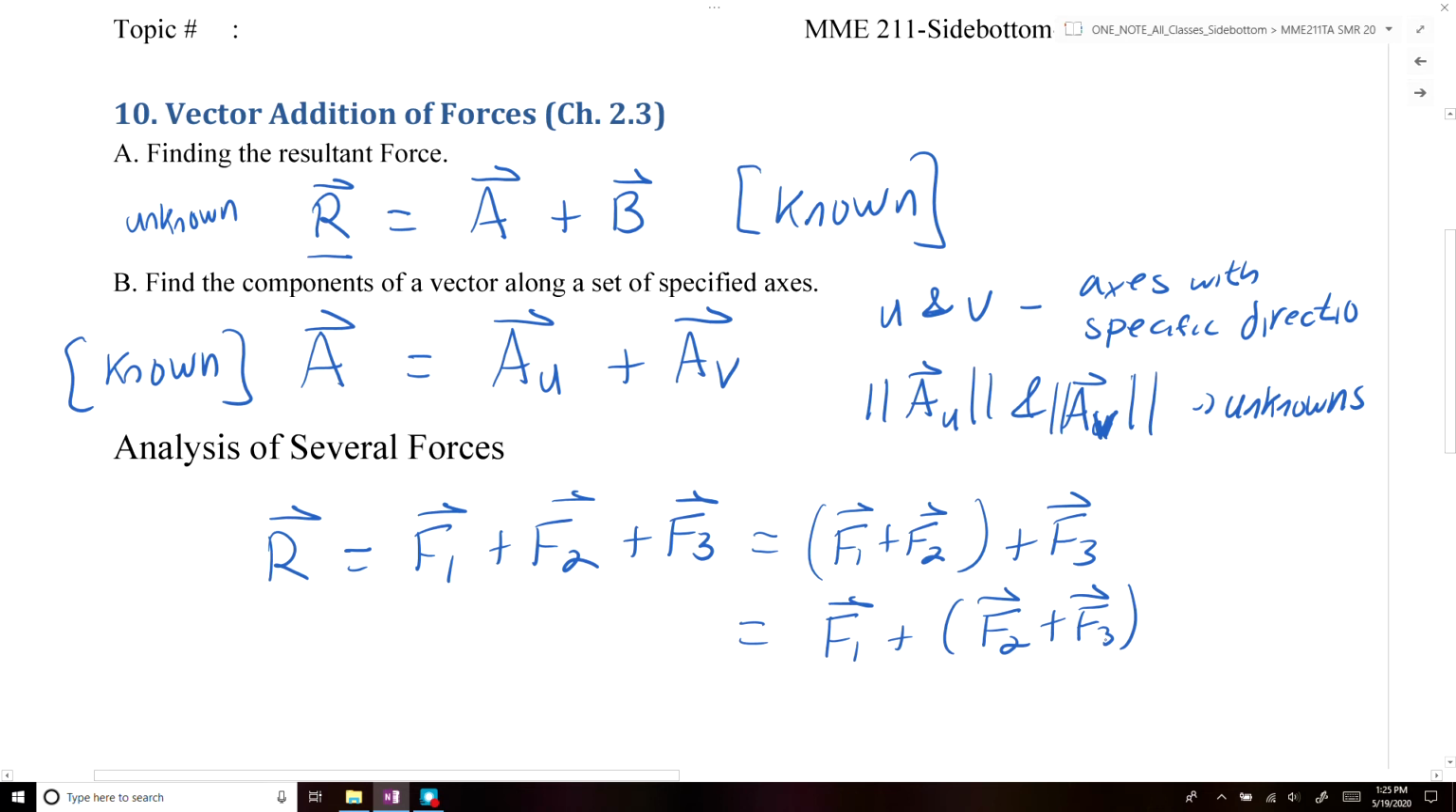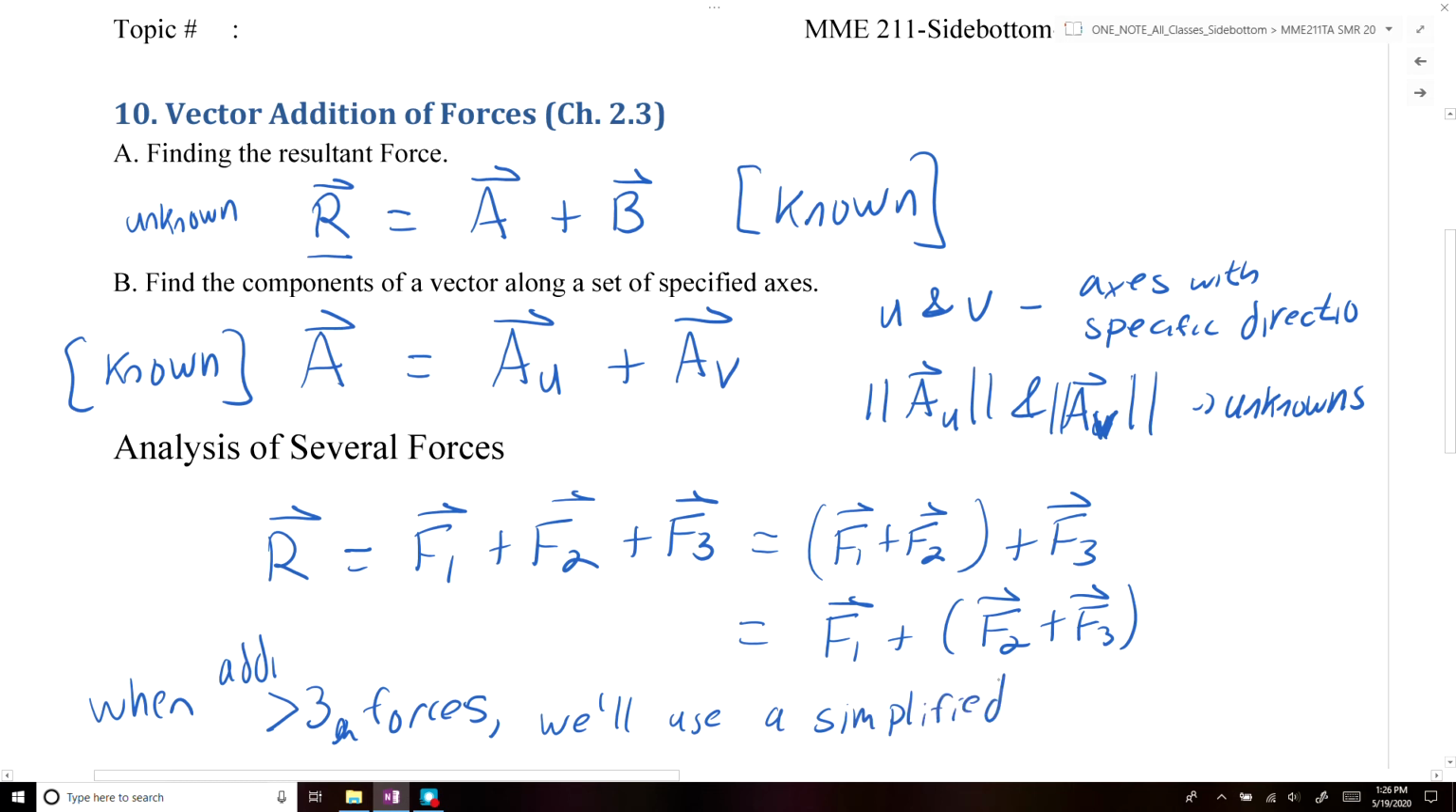The order of vector addition does not matter, and later in the lecture we're going to develop, if you have greater than 3 forces, a simplified method to add them together. We're going to introduce that in a few videos down the line.